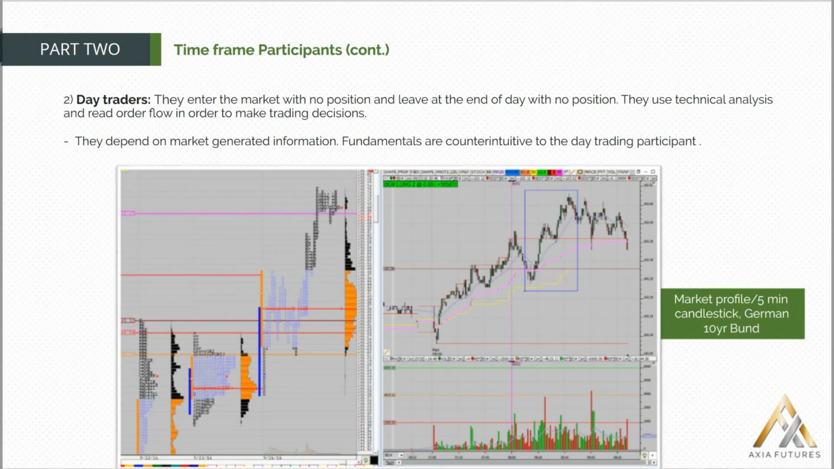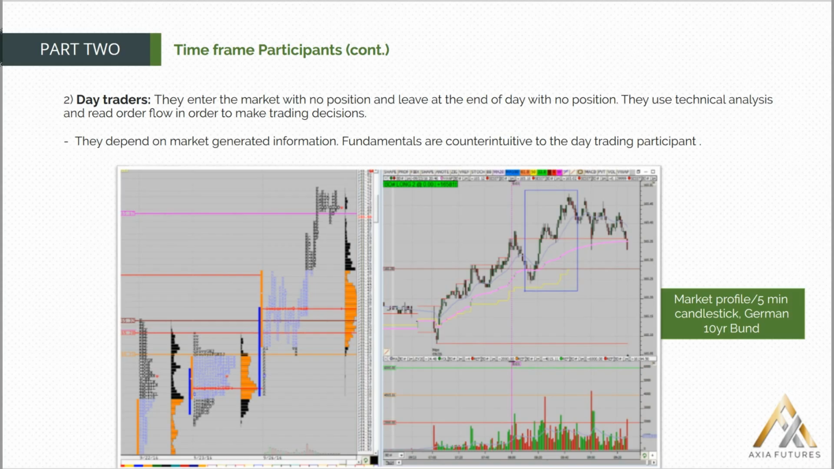Let's talk about the next of our time frame participants, the day trader. The day trader tends to enter the market with no position. More importantly, the day trader leaves the market without a position. It has zero risk overnight. Day traders tend to use technical analysis and real order flow in order to make trading decisions. They depend on market-generated information. Fundamentals tend to be slightly counterintuitive to the day trading participant, as they tend to hinder the day trader as opposed to adding value.